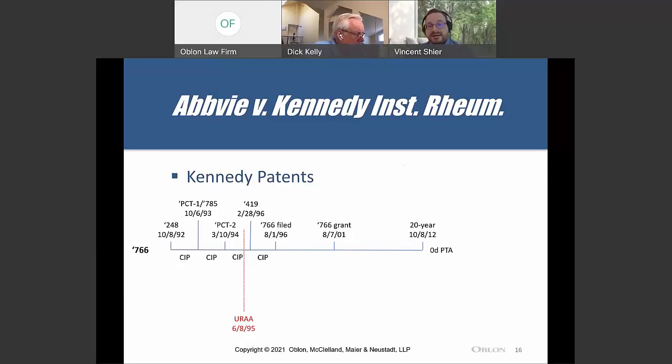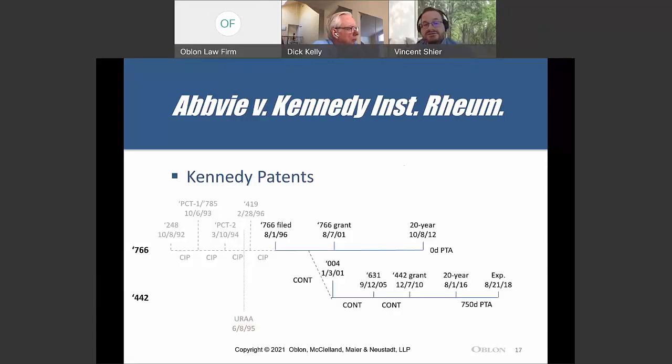In the Kennedy patents, we had an initial filing followed by a series of CIPs, a kind of ping pong back and forth between the U.S. and the PCT, and eventually what became the 766 patent was filed after about 4 years of intervening CIP filings. The second patent at issue is the 442 patent. And the 442 patent was filed as a continuation of the 766 patent.